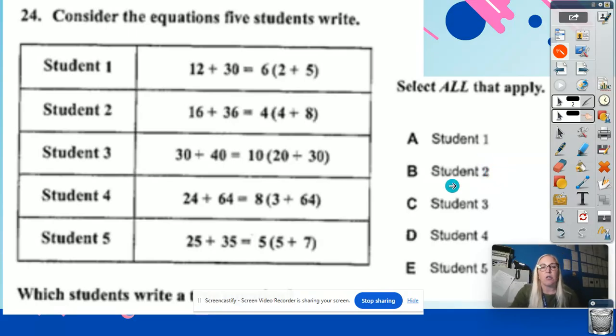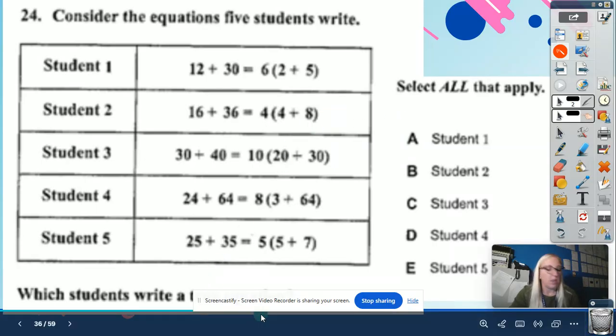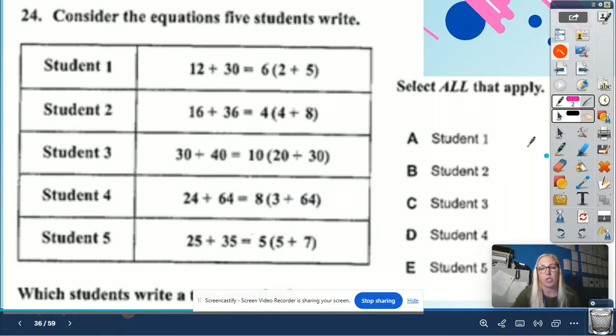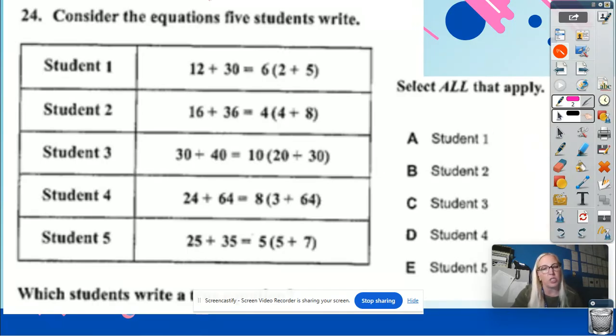Next we have: consider the equations 5 students wrote. And the question then is which student writes a true equation? When I look at all these equations, I notice right away that they all are going to have a form of the distributive property. And if you remember, distributive property means to share. We are going to share equally what's on the outside of the parentheses. So the parentheses ends up being like a multiplication sign.